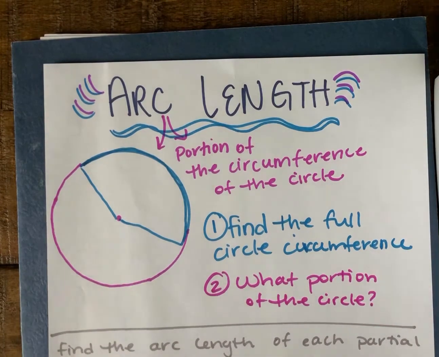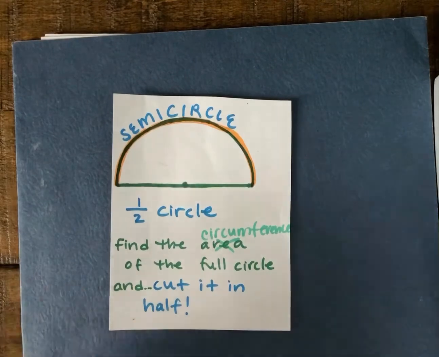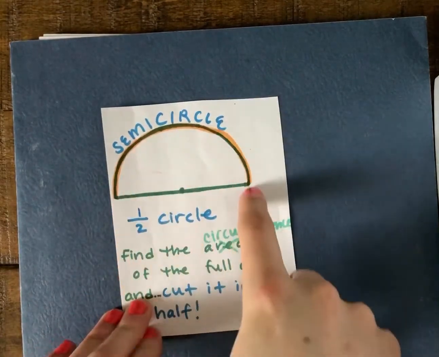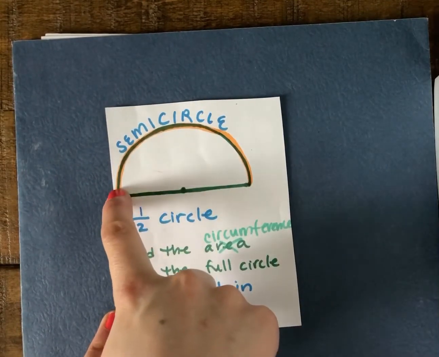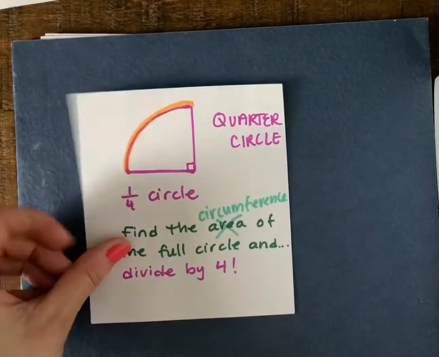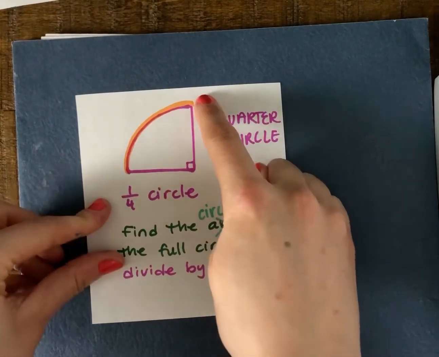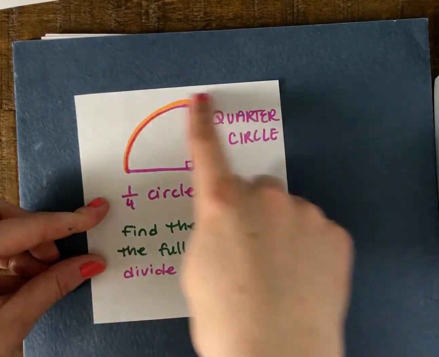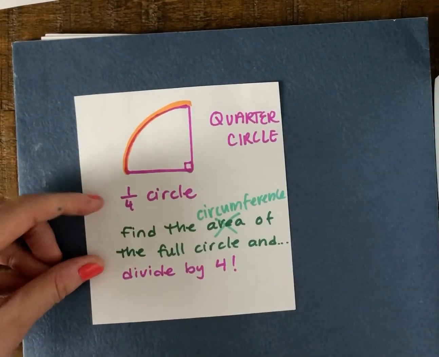So we're going to be looking at our same three shapes from that sector area video. We have our semicircle. And so to find the arc made by a semicircle, right here, I would find the circumference of the full circle and then cut it in half, because I only need to go halfway around. For a quarter circle, I need to know how far it is to go a quarter of the way around the full circle. So I would find the circumference of a full circle of that size and then divide it by 4 to find just that portion.